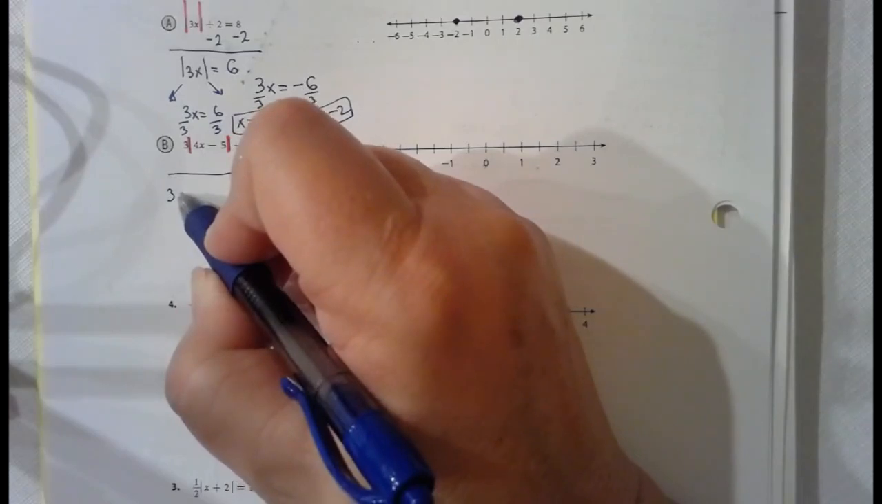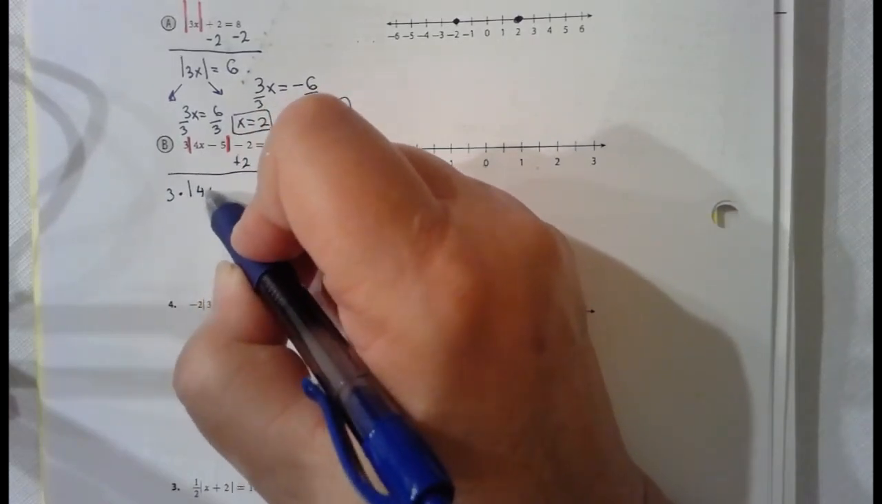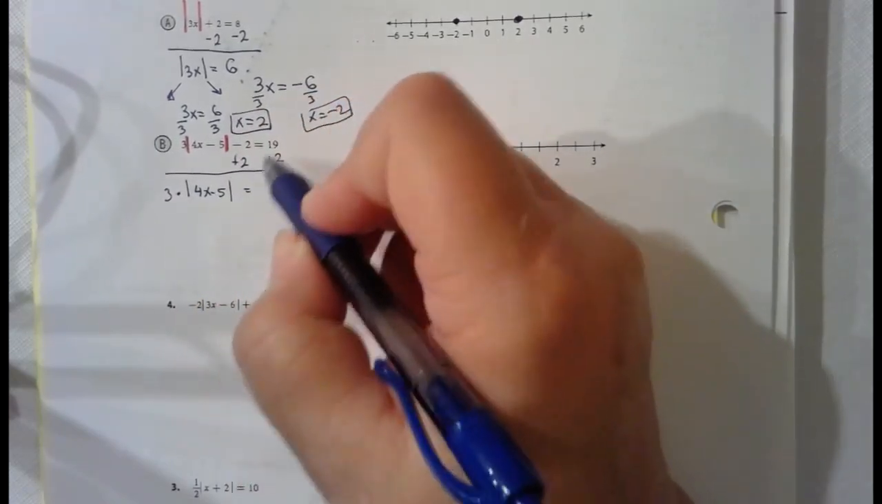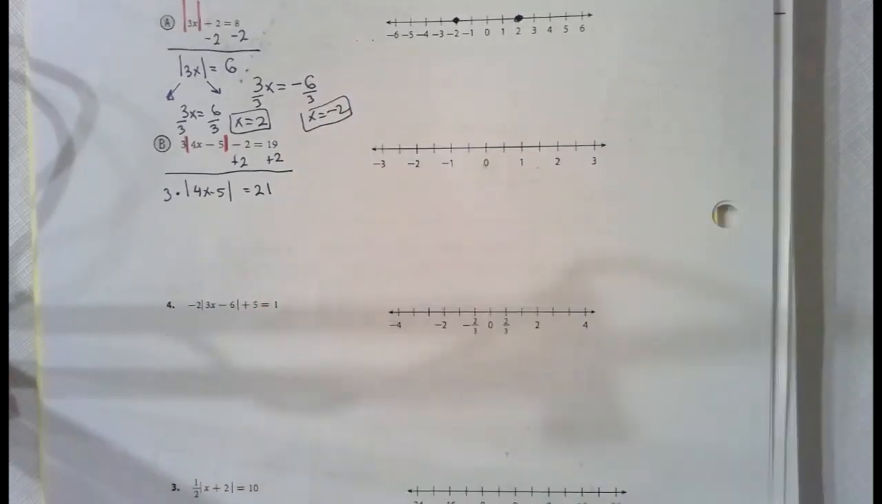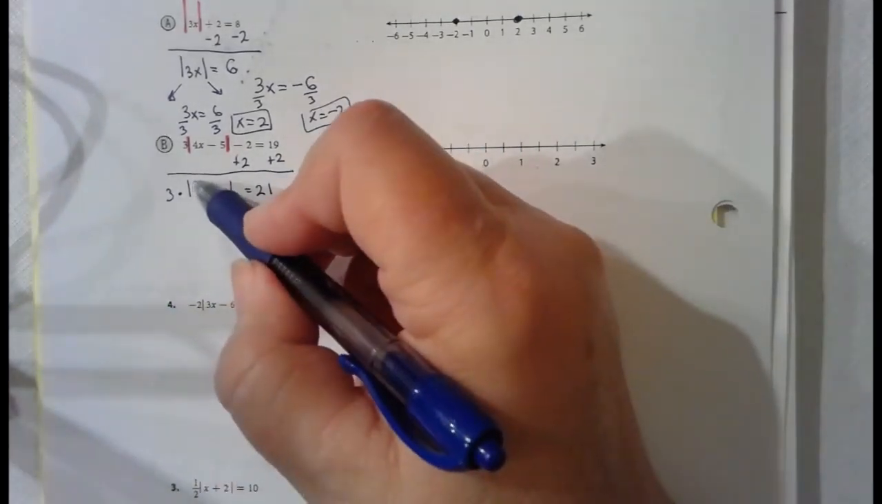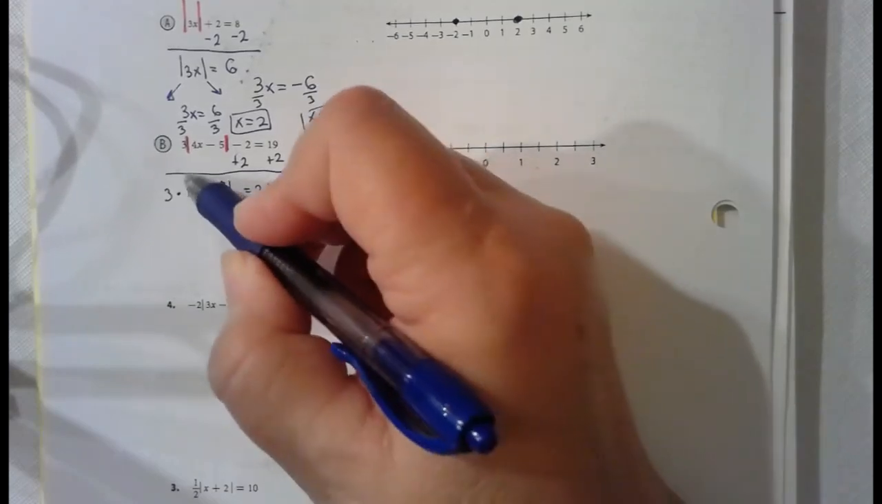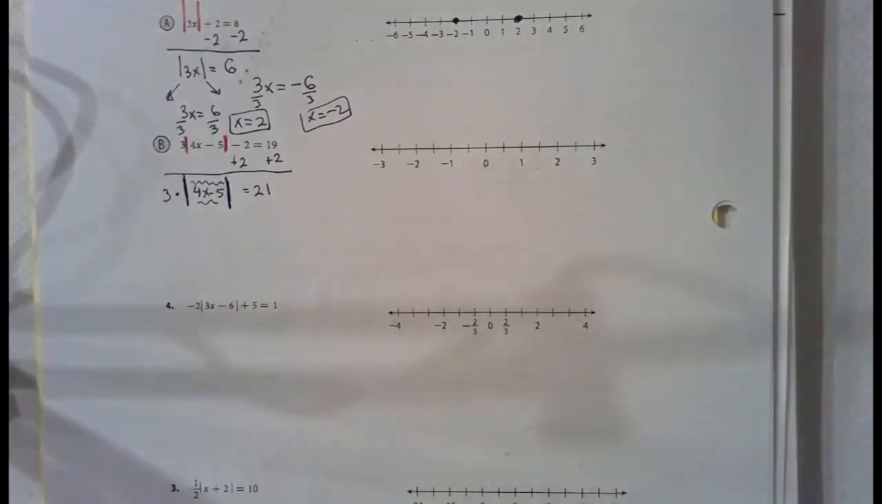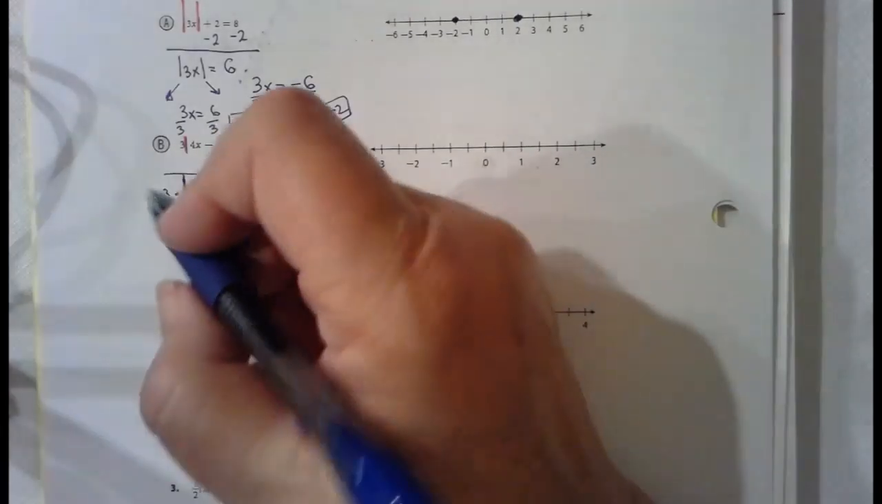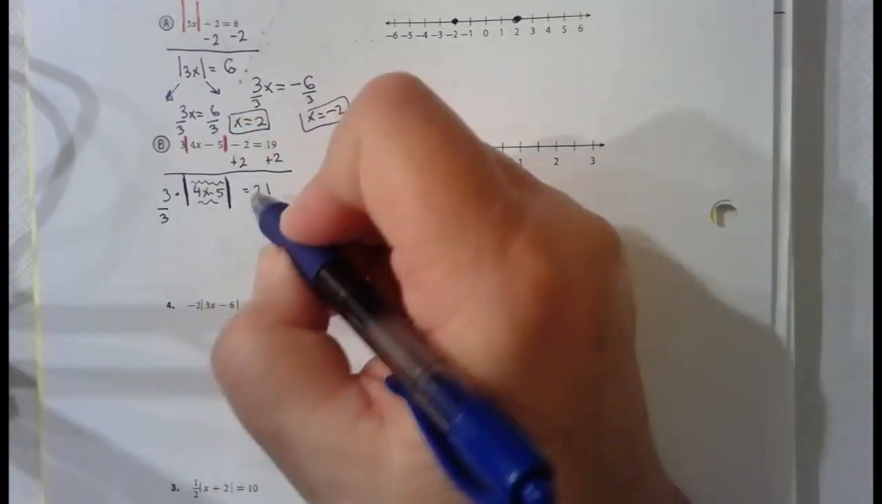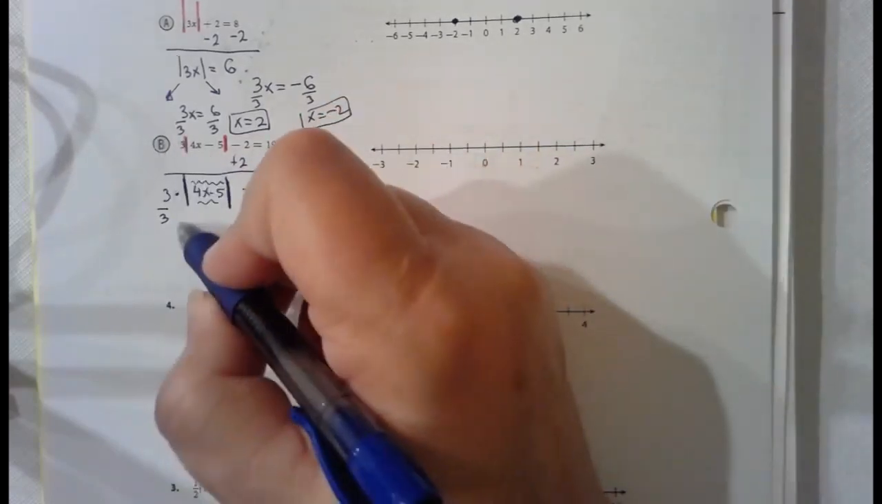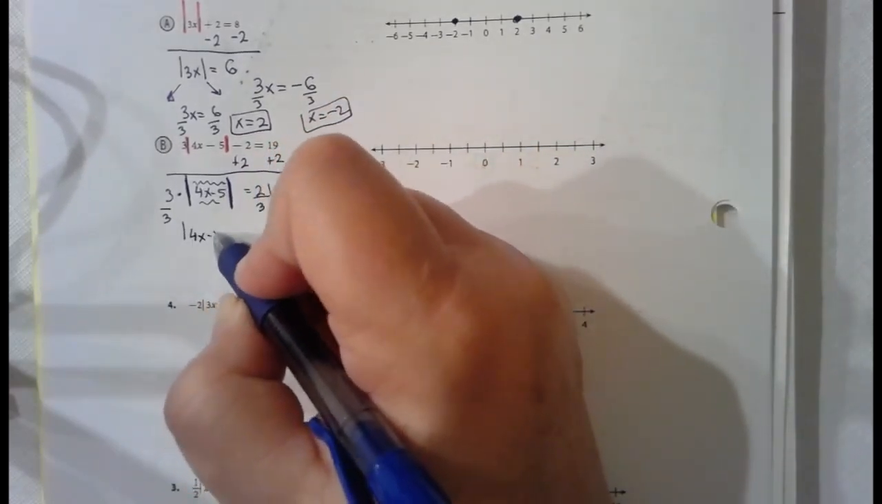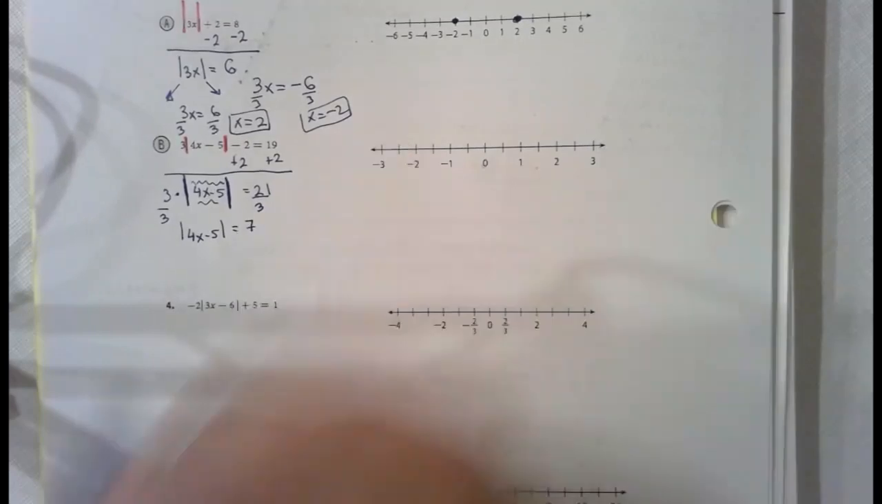So it's 3 times the absolute value of 4x minus 5, plus 2, equals 21. And remember, everything inside the castle is protected. You do not do anything with those numbers until you have the castle by itself. So now I'm going to divide by 3 on both sides. So I have 4x minus 5 equals 7.